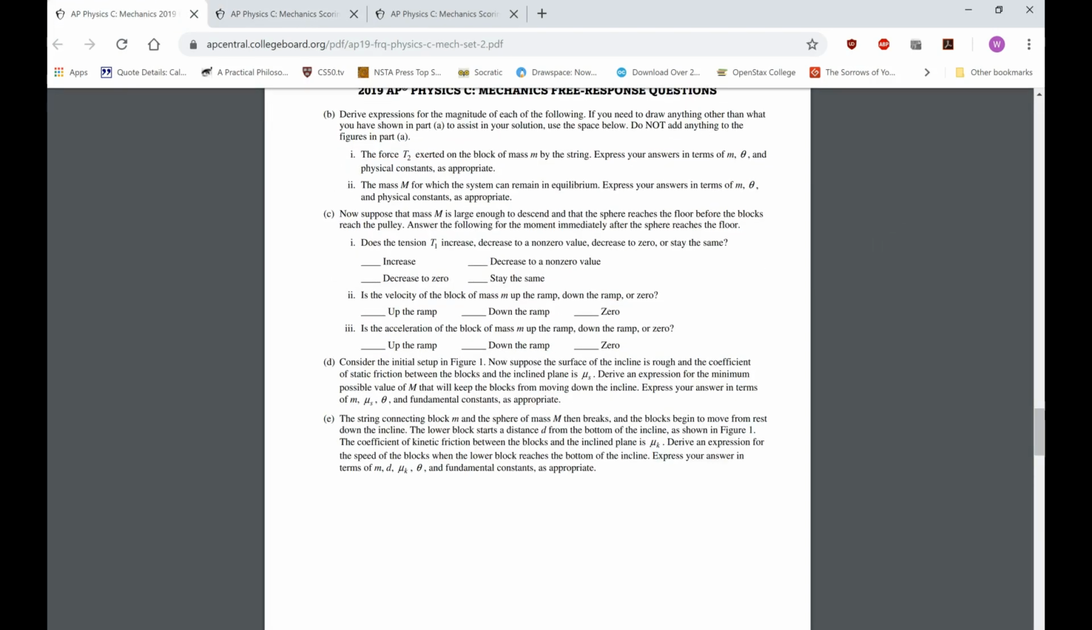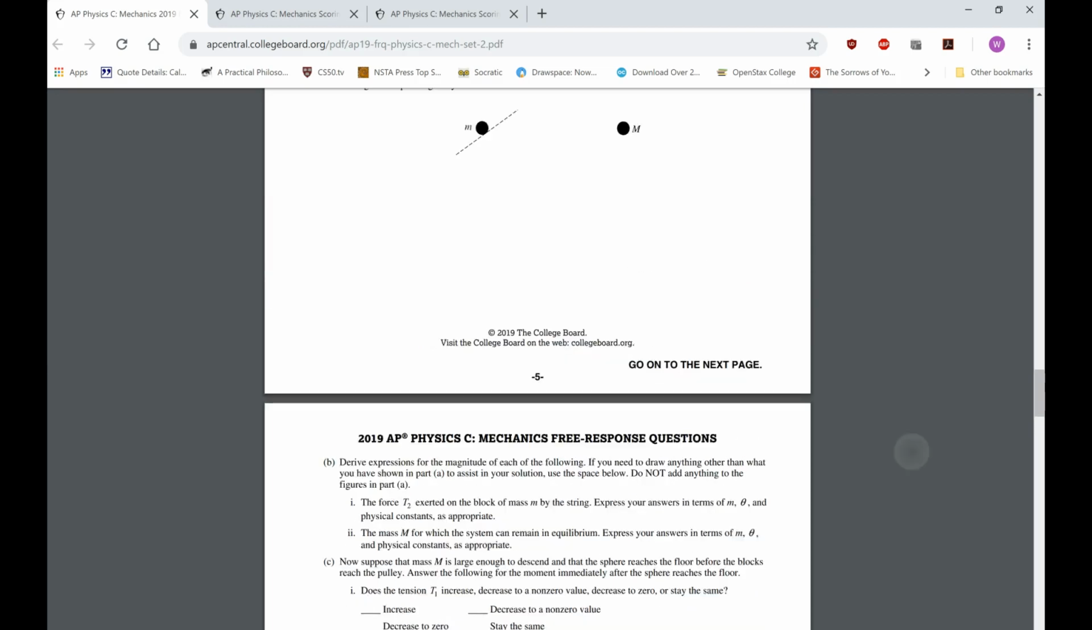Okay, part C. Now suppose that mass M is large enough to descend and that the sphere reaches the floor before the blocks reach the pulley. Answer the following for the moment immediately after the sphere reaches the floor. Does the tension T1 increase, decrease to a non-zero value, decrease to 0, or stay the same? So the first thing we want to think about is this tension T1 that we drew, right?